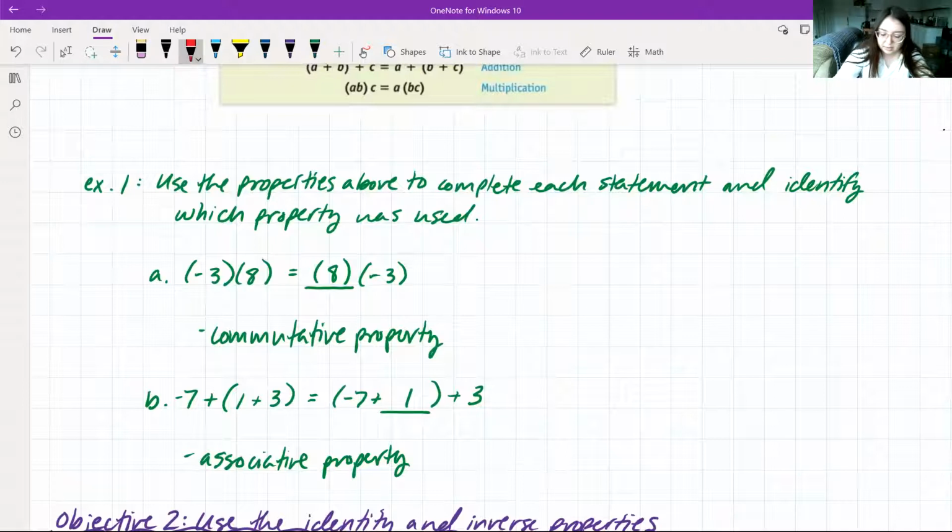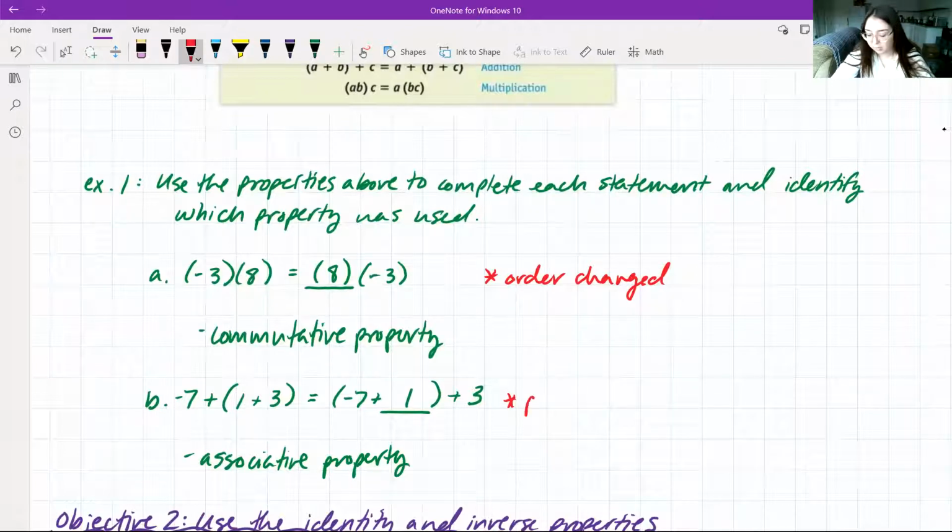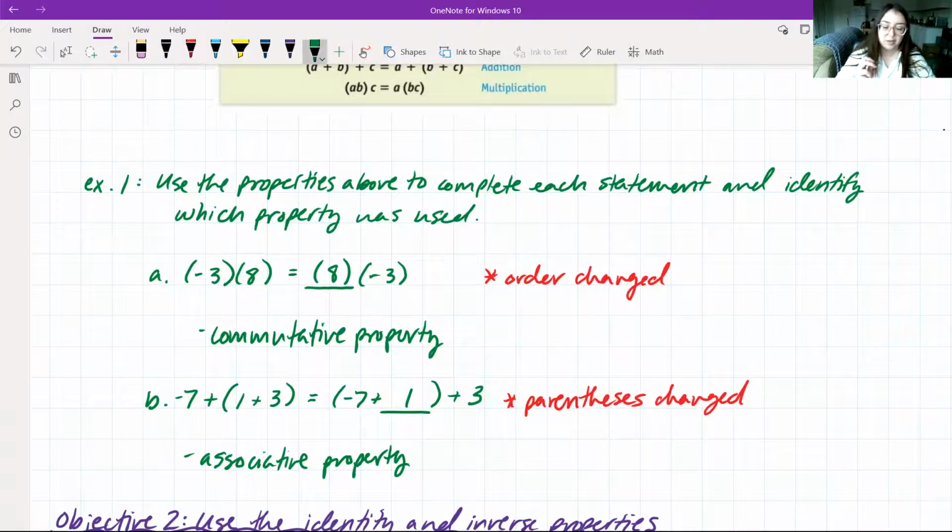So our main points here are that with our commutative property, we saw the order changed. And with our associative property, we saw our parentheses changed. So these are some key things to look for whenever we are trying to identify what properties we are using. You can also combine properties as well, so you can use both commutative and associative properties in specific questions if it is presented to you. There can be multiple.